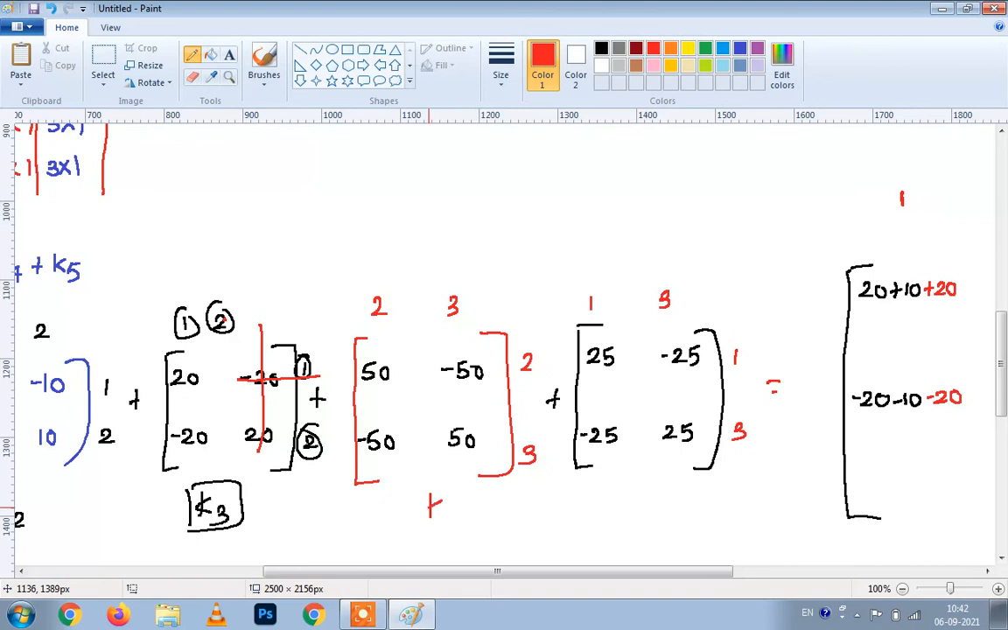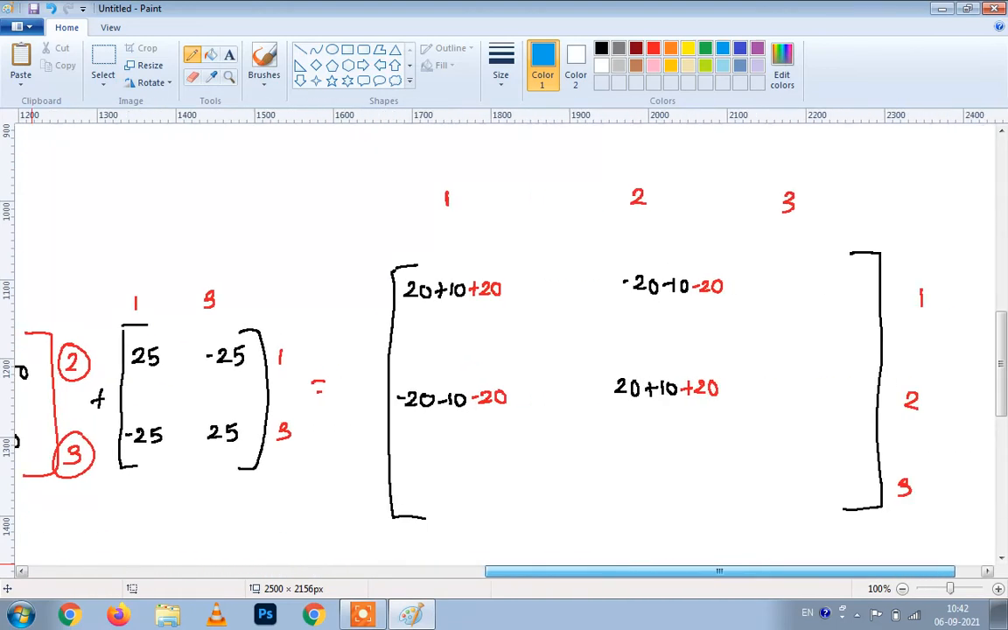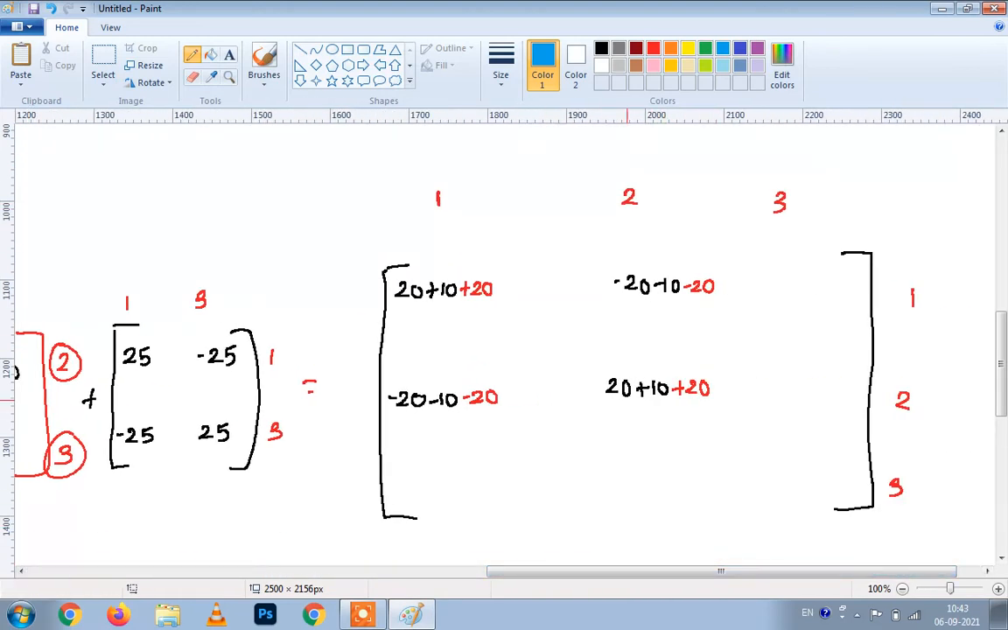Now the next, K4. For K4, see the location, it is in second row, third column, second row third row, second column third column. So the dimension of this particular 50, if you look here, it is in second row second column. So look at here, this second row second column. So here it is second row second column. So it will go like plus 50.